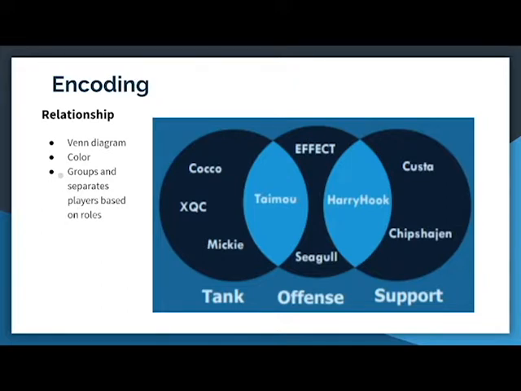Another way I tried to represent this information was just using a tree diagram where I just use lines to connect the player to the labels. So for example, XQC, Coco, and Mickey would have one line going to tank, whereas Taimu would have 2 lines separating out to tank and offense. However, this was not as intuitive as a Venn diagram because everyone knows what a Venn diagram is and how to read it. Not so much with my tree diagram.